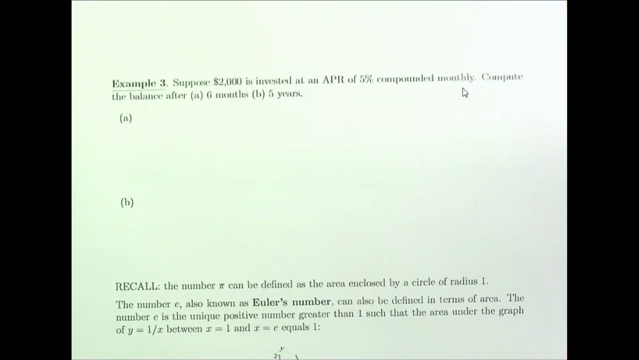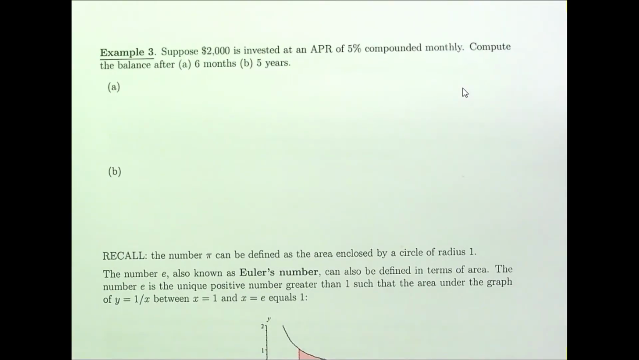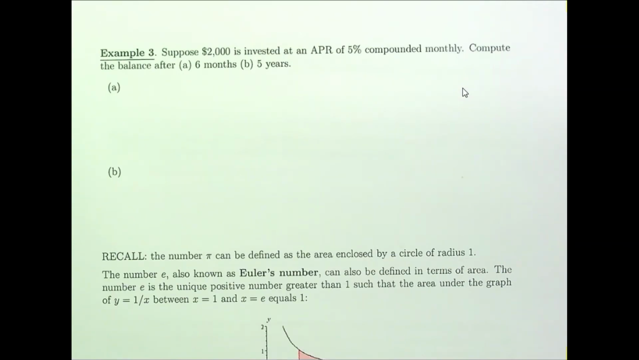Okay, now let's do one more of these. Suppose now that you're investing $2,000 at an APR of 5%, compounded monthly. Compute the balance after 6 months and compute it again after 5 years. Okay, this one I think you can try. You can pause the video and try it. Remember that the time t is always entered in years. So because it says months, you have to think, how do you enter 6 months in terms of years? And do it that way.